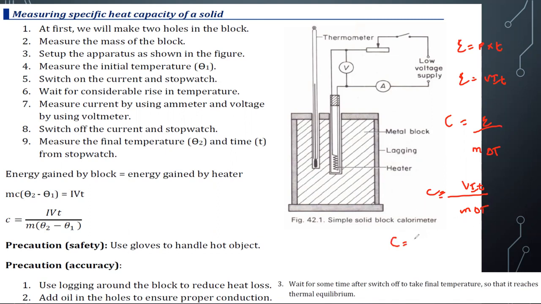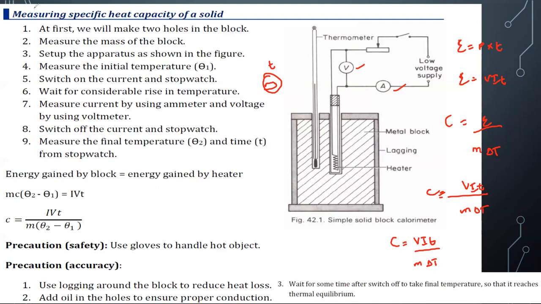So C is equal to VIT divided by M into delta T. V is the voltage, we will measure by a voltmeter. I is the current, we'll measure by an ammeter. T is the time for which this heater is switched on, for how long we use this heater. M is the mass of this block if you are finding it for a block. And what is delta T? Delta T is the change in temperature, that is the difference, final minus initial.